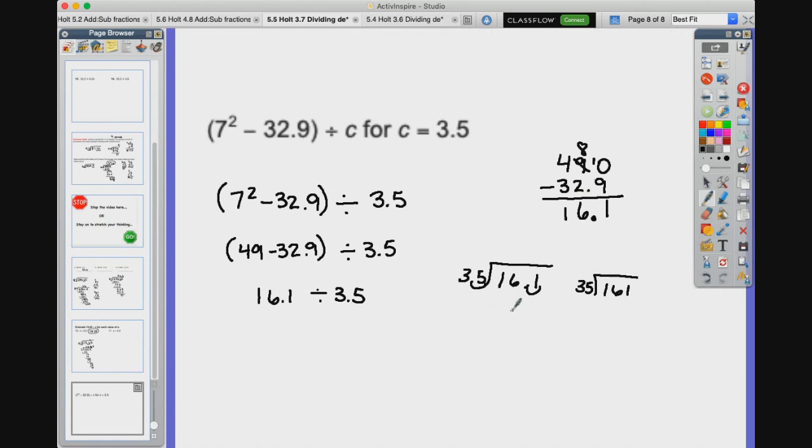So let's see. 35 times 4, 5 times 4 is 20. 3 times 4 is 12. Plus 2 is 14. So that'll work. And we're subtracting. 1 minus 0 is 1. 6 minus 4 is 2. So I have 21 left.